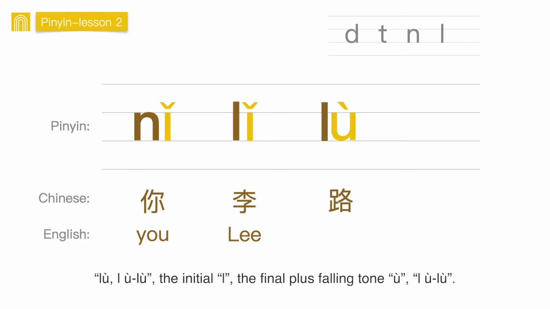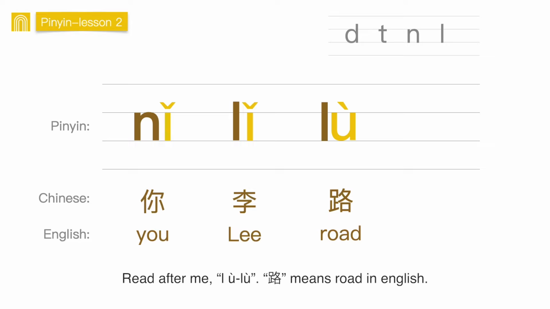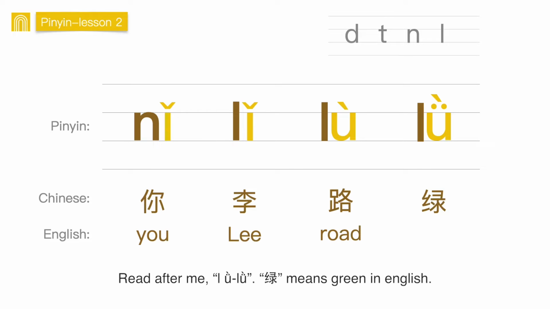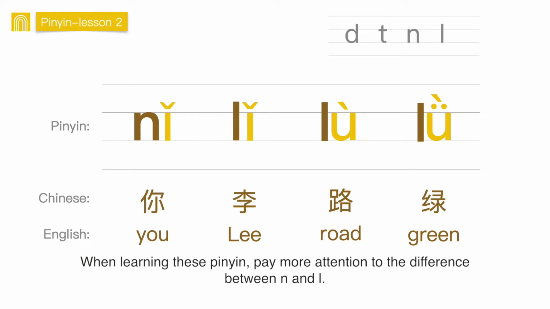L, Wu, Lu. The initial, L. The final plus falling tone, Wu. L, Wu, Lu. Read after me. L, Wu, Lu. Lu means road in English. L, Yu, Lu. The initial L, the final plus falling tone, yu. L, yu, lu. Read after me, L, yu, lu. Lu means green in English. When learning this pinyin, pay attention to the difference between N and L.